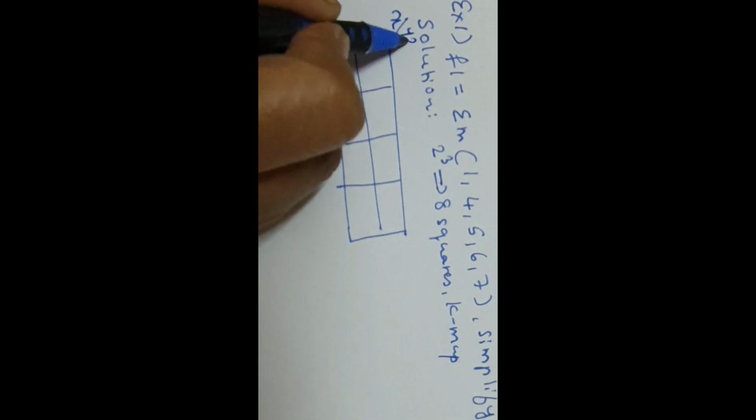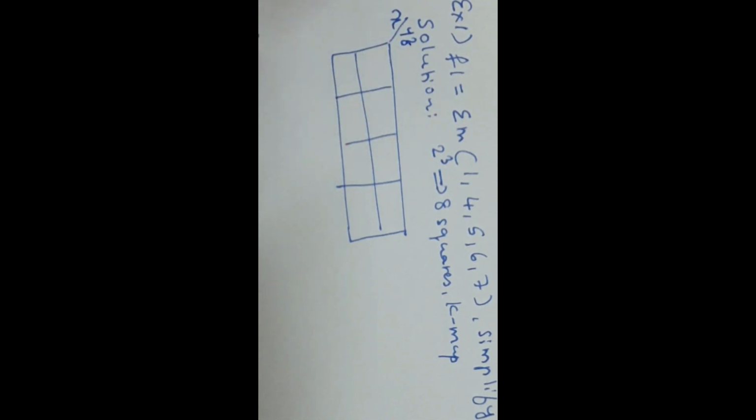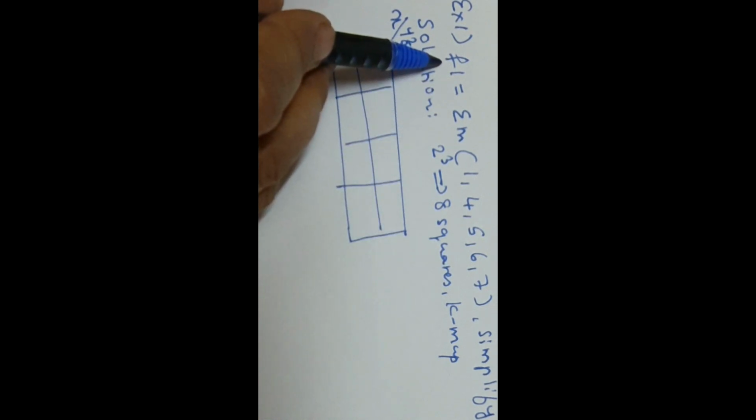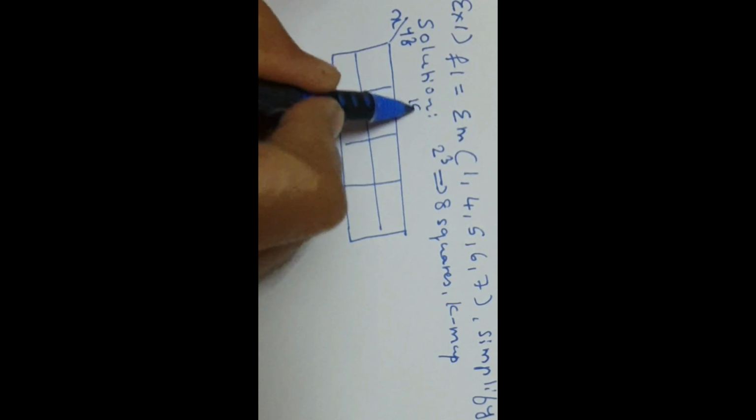3 variables means 2 raised to 3, so an 8 squares K-map we have to draw, right? This is an 8 squares K-map: 1, 2, 3, 4, 5, 6, 7, 8. So x, y, z, 3 variables we write here. The variables taken for this are x, y, z. We can take a, b, c also. So this is the K-map for the f1 function.